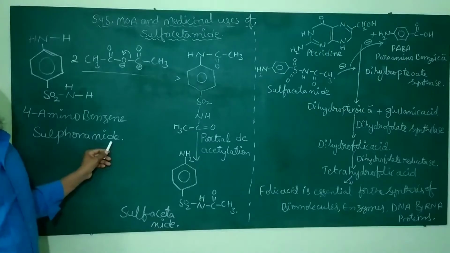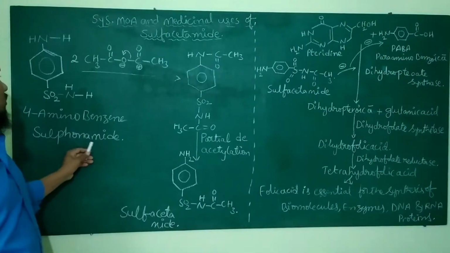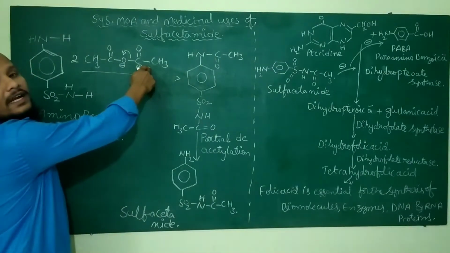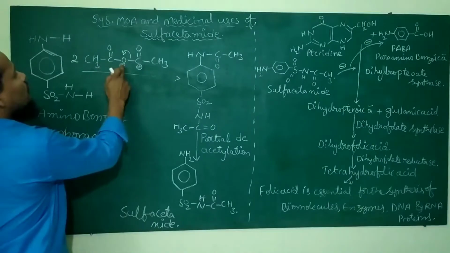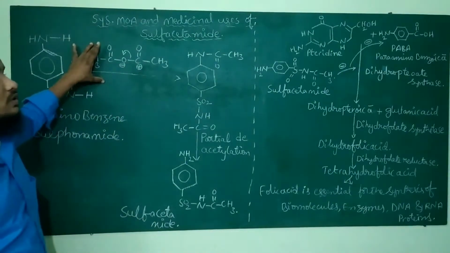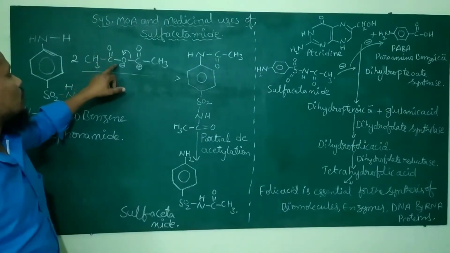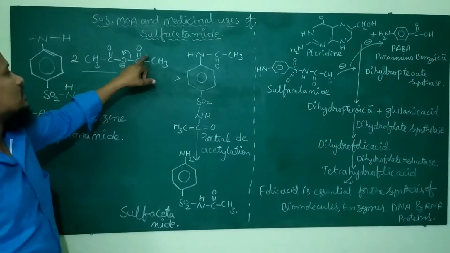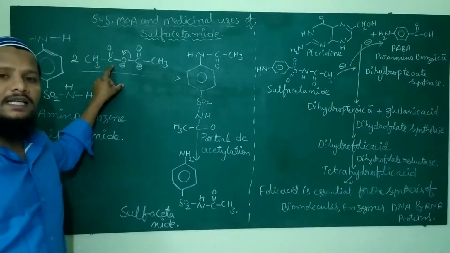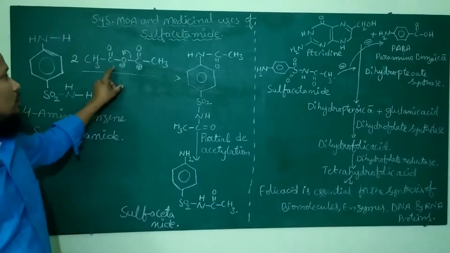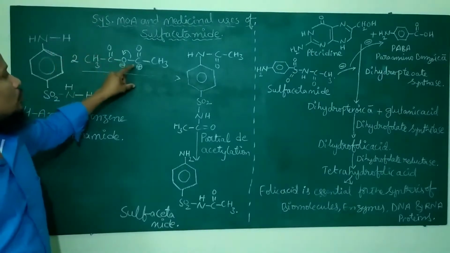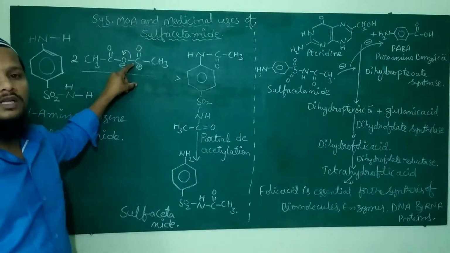4-aminobenzene sulfonamide. 4-aminobenzene sulfonamide is treated with 2 moles of acetic anhydride. The structure is CH3CO-O-COCH3. The acetic anhydride dissociates into CH3COO minus and CH3CO plus. So acetic anhydride acts as an acetylating agent. Here we are taking 2 moles of acetic anhydride, which means 2 moles of acetyl groups are generated.